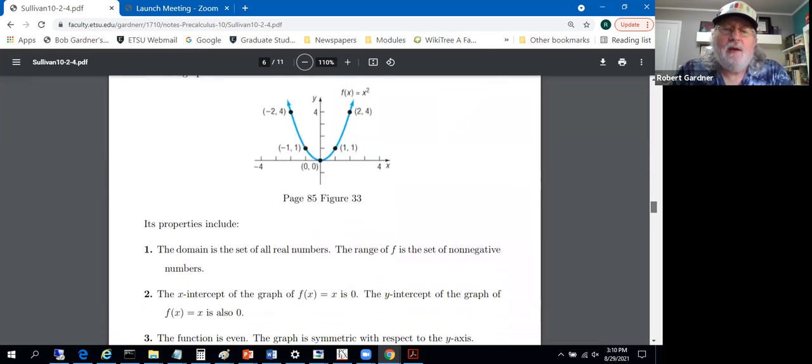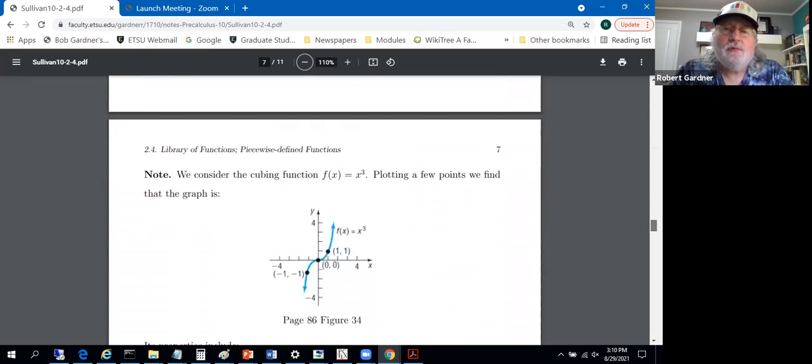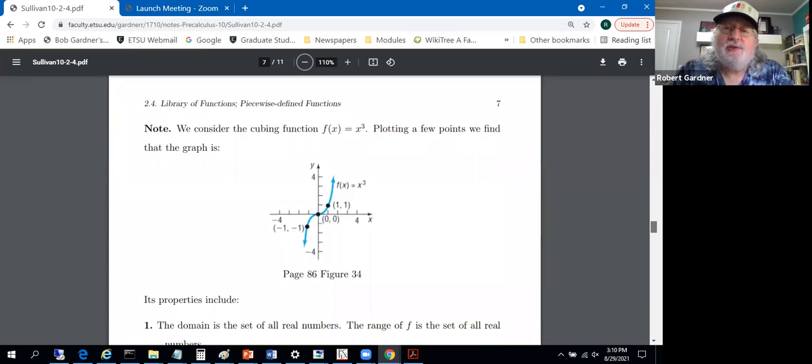How about x cubed? So f of x equals x cubed. Really wish they would have plotted a couple more points on this. They plotted 3 points. Those 3 points are collinear. I could draw a straight line through those. The line y equals x passes through those 3 points. So we need more information than 3 points to get an idea of what's going on here, really.